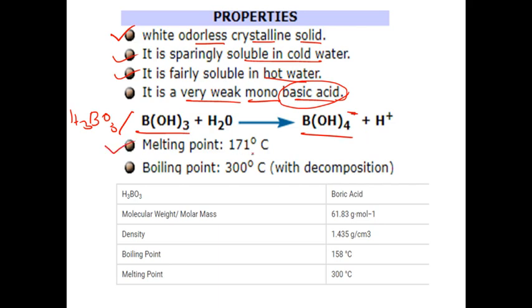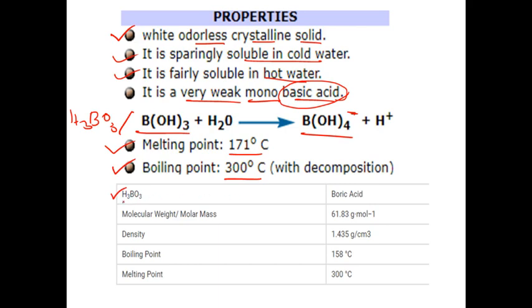Its melting point is 171 degrees Celsius. As you know, the boiling point of water is 100 degrees, so this is higher than water, right? Its boiling point is 300 degrees Celsius, very high melting and boiling points. So let us just go through it.